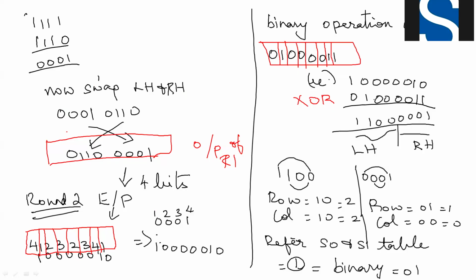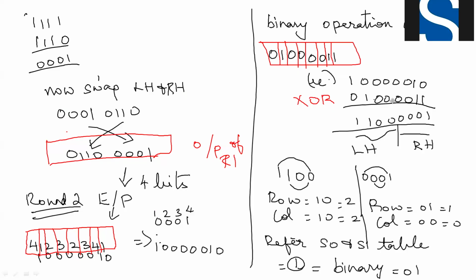So now what we have to do is the binary XOR operation with the key called K2. The K2 value they have given is 0 1 0 0 0 0 1 1. So we do the XOR of this output with K2. So we'll be getting some output, okay: 1 1 0 0 0 0 0 1.